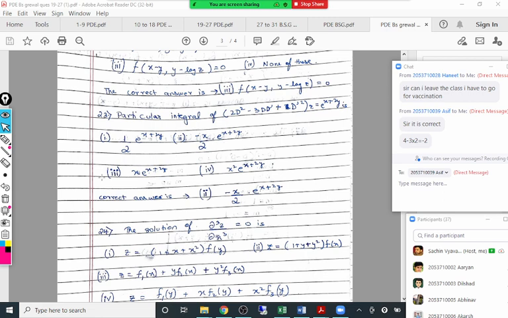Okay, so that way it is correct. So when we replace d by a and d dash by b there, you can check that way also.